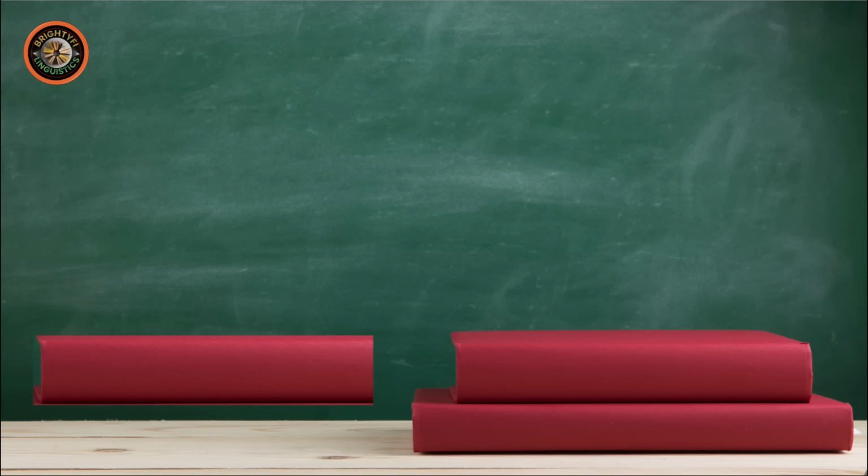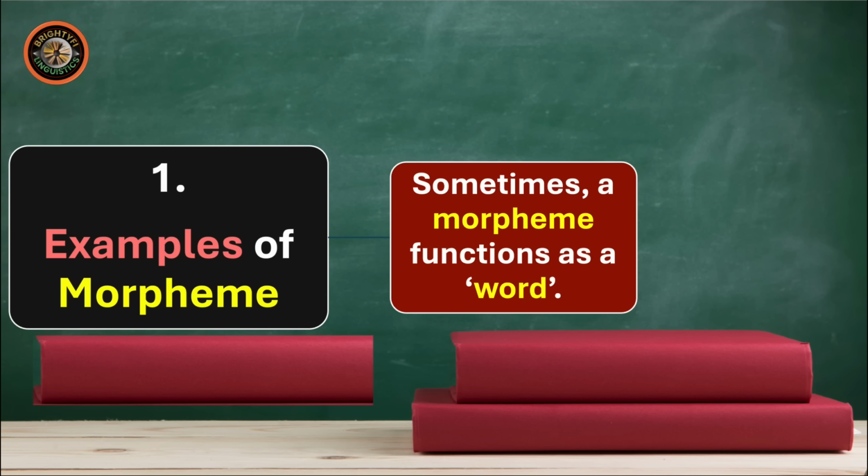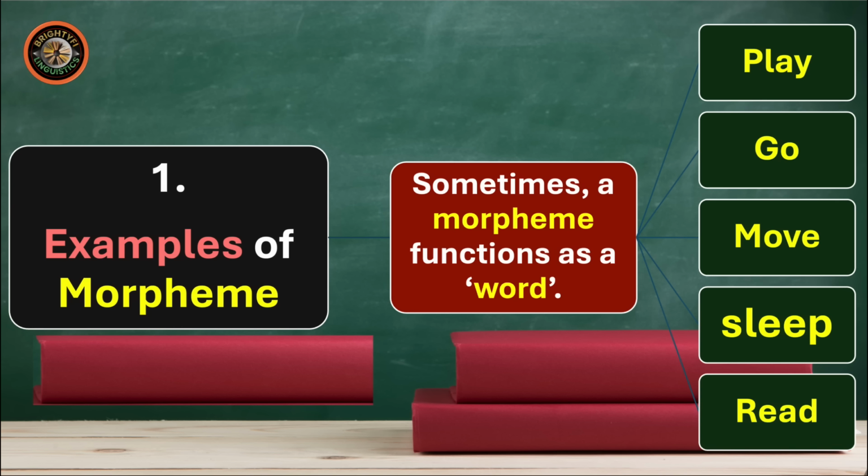The first example is number 1, examples of morpheme. Sometimes a morpheme functions as a word. How? Let's see. Play, it is a word. At the same time, it is a morpheme. Likewise, go, move, sleep, and read. They are words. At the same time, they are morphemes as well, because these morphemes function as a word.